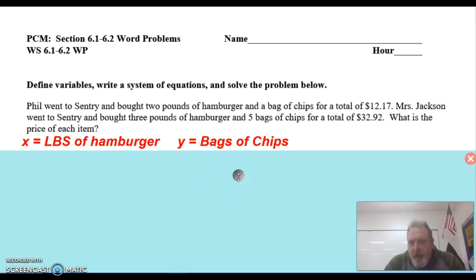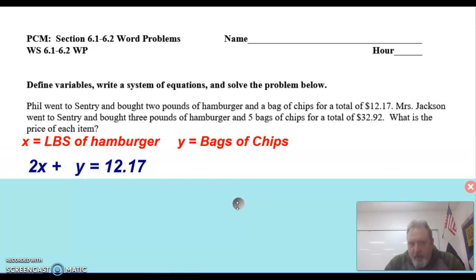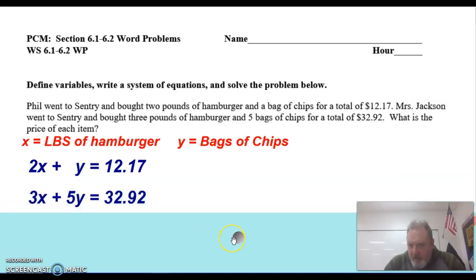Next, we can write an equation for both Phil and Mrs. Jackson. So that first equation, you can see that's what Phil bought. The second equation is what Mrs. Jackson bought. So she bought 3 pounds of burger, 5 bags of chips, $32.92. You can see Phil, 2 pounds of burger, 1 bag of chips for his total of $12.17.